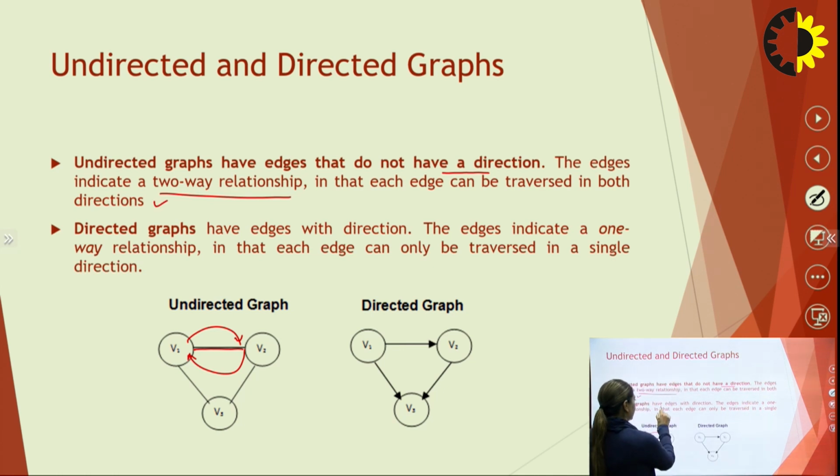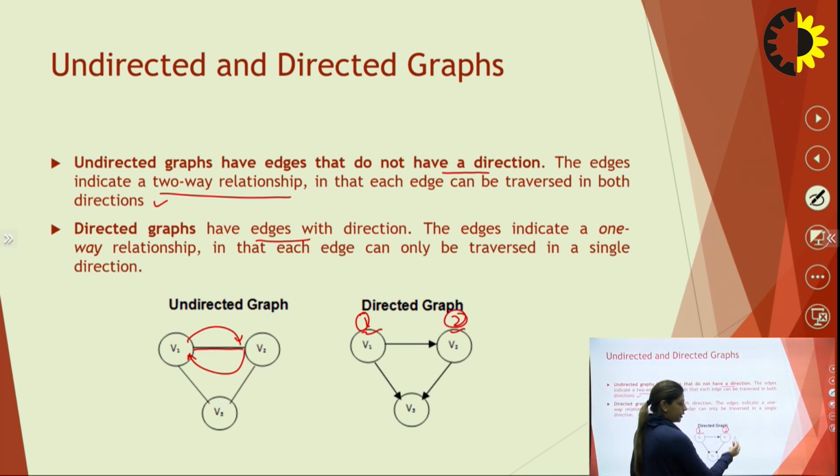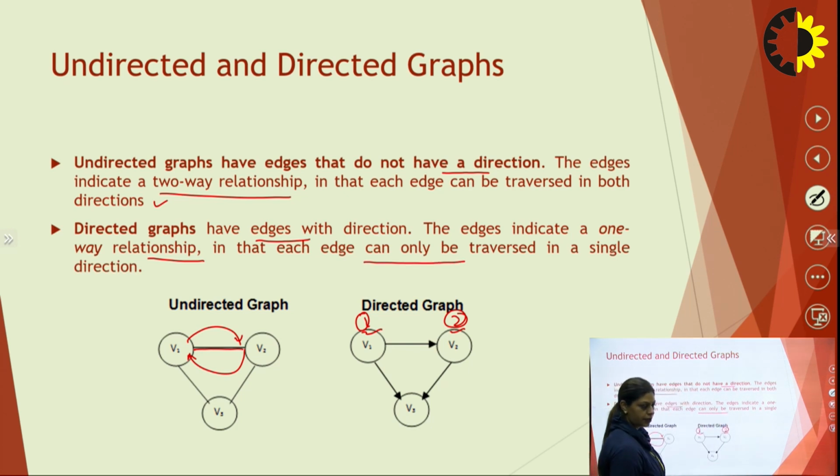But in directed graphs, the edges have direction. Now we can say that this vertex is connected to this vertex, means this is the first, this is the second, right? This first vertex is related to the second vertex. The edges indicate a one-way relationship, in that each edge can only be traversed in a single direction. Like if we are counting the edge like this, we have to go only in the direction where the arrow indicates.